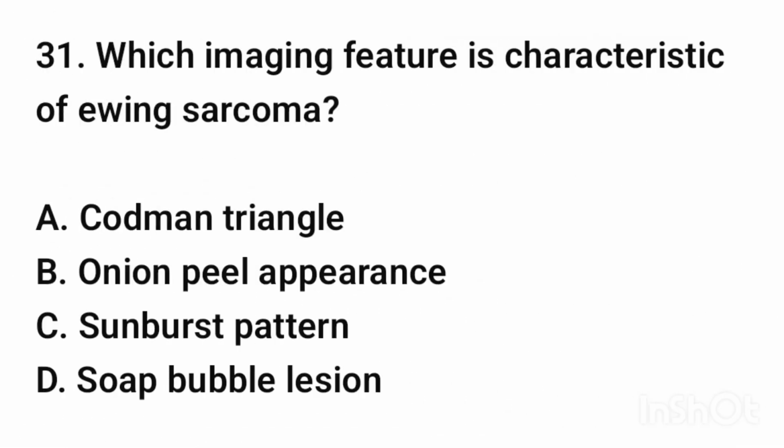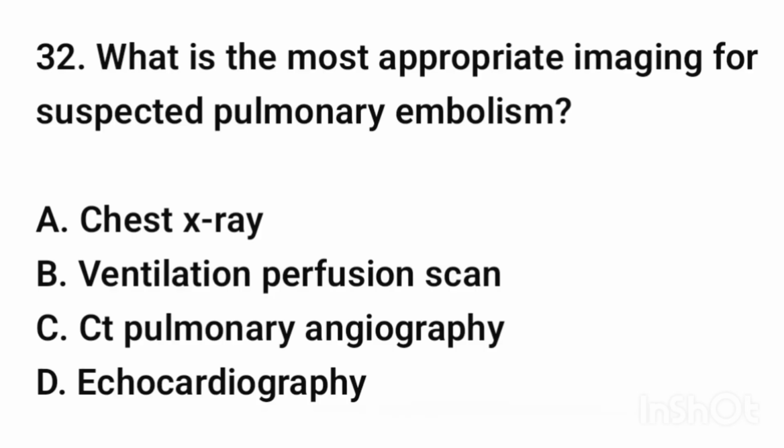Which imaging feature is characteristic of Ewing sarcoma? The correct answer is option B, onion peel appearance. Question number 32. What is the most appropriate imaging for suspected pulmonary embolism? The correct answer is option C, CT pulmonary angiography.